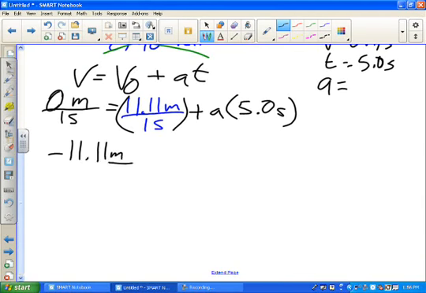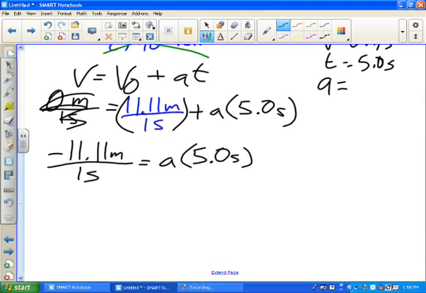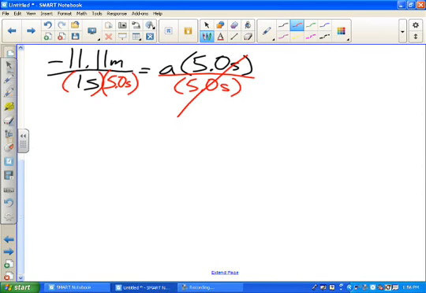So now I have a bunch of numbers and the variable a. I just go through algebraically solving. I'm going to subtract 11.11 from both sides. And then that leaves me with a times 5 seconds. I'm going to divide both sides by 5 seconds. And when I plug my 5 seconds in, I'm going to end up with negative 11.11 divided by 5, and then as you can see I have meters per second. So that gives me negative 2.2 meters per second squared.